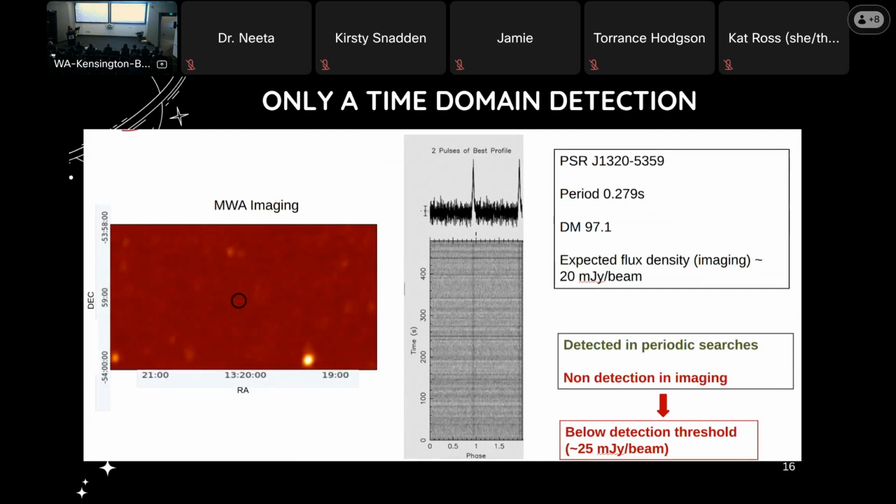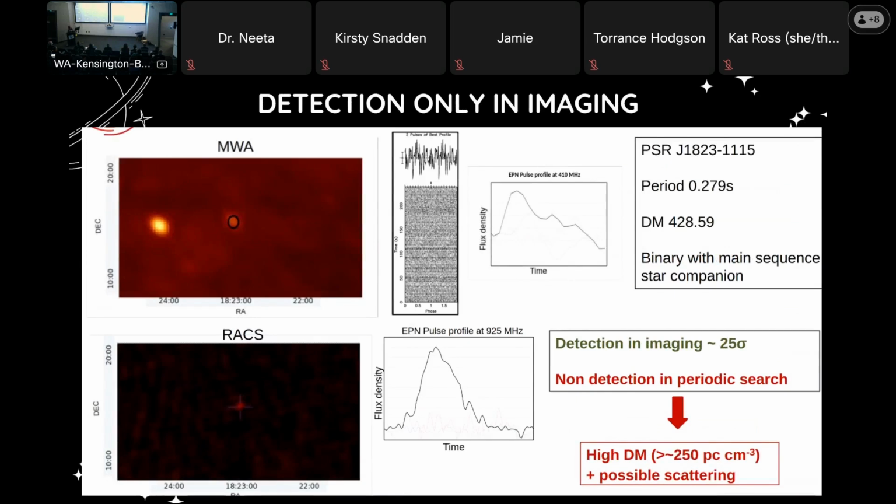Moving on, we have only a time domain detection, which means that it was only detected in periodic searches and not in imaging. That was potentially because it was below our detection threshold for that one particular image for that observation. And then we also have one in imaging, and this is quite interesting.